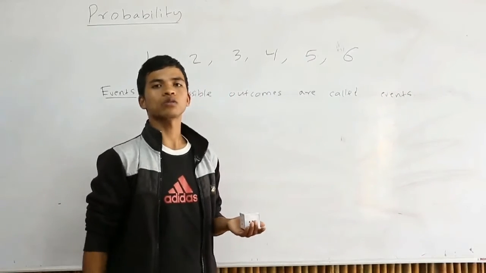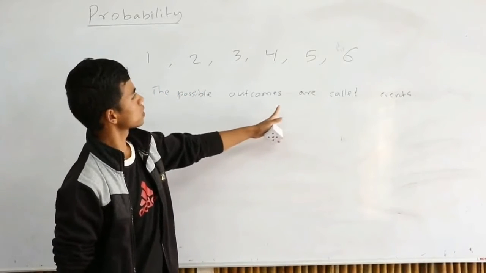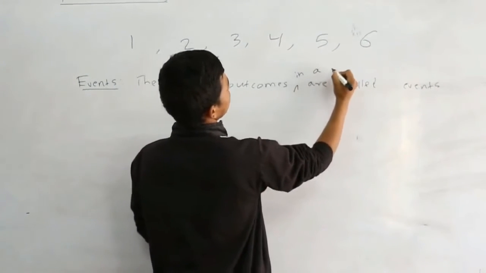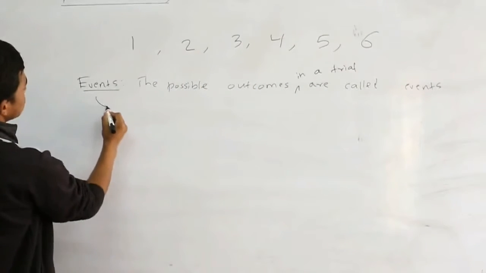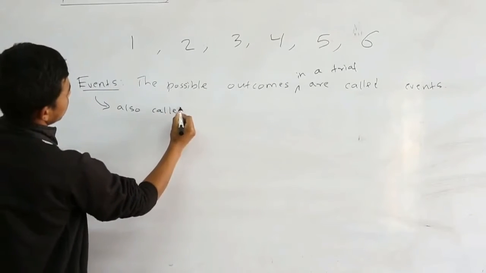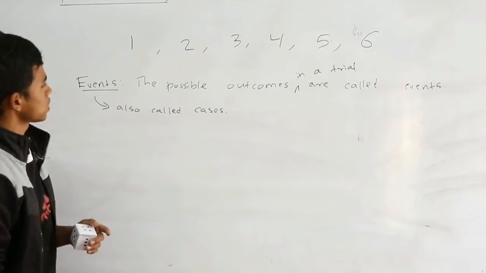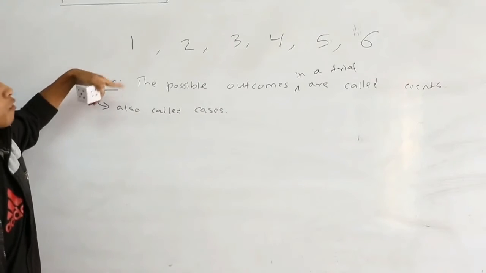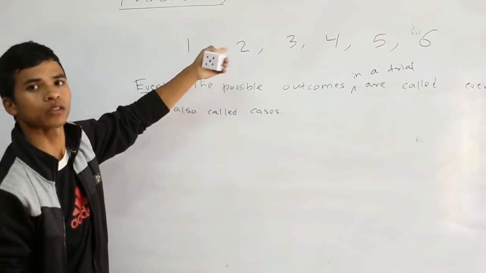Sometimes events are also called cases. So the possible outcomes in a trial are called events. In this case, when you toss a die, the outcome of getting 1 is an event, the outcome of getting 2 is an event, and so on.